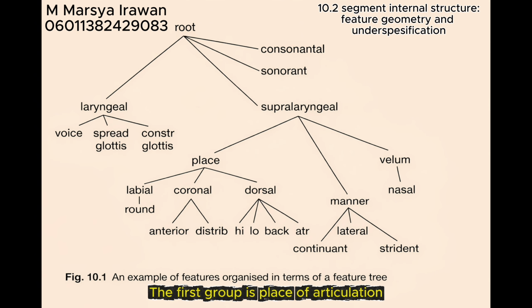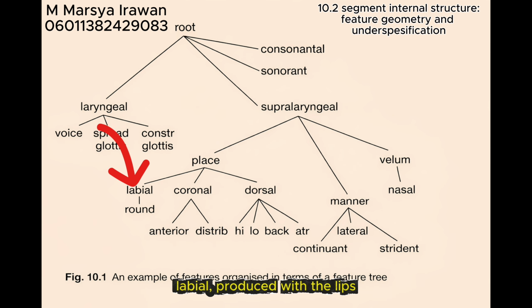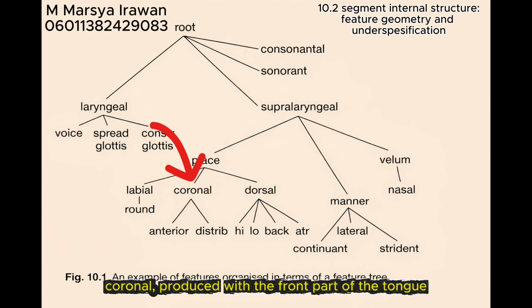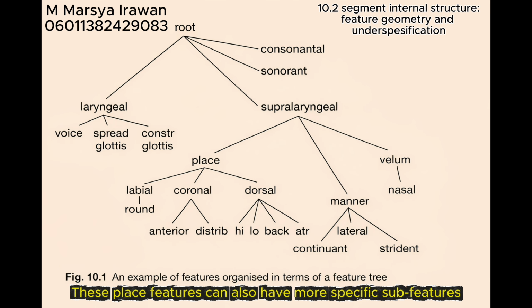The first group is place of articulation. This refers to where the sound is produced in the vocal tract. Example: labial, produced with the lips; coronal, produced with the front part of the tongue; dorsal, produced with the back of the tongue. These place features can also have more specific sub-features.